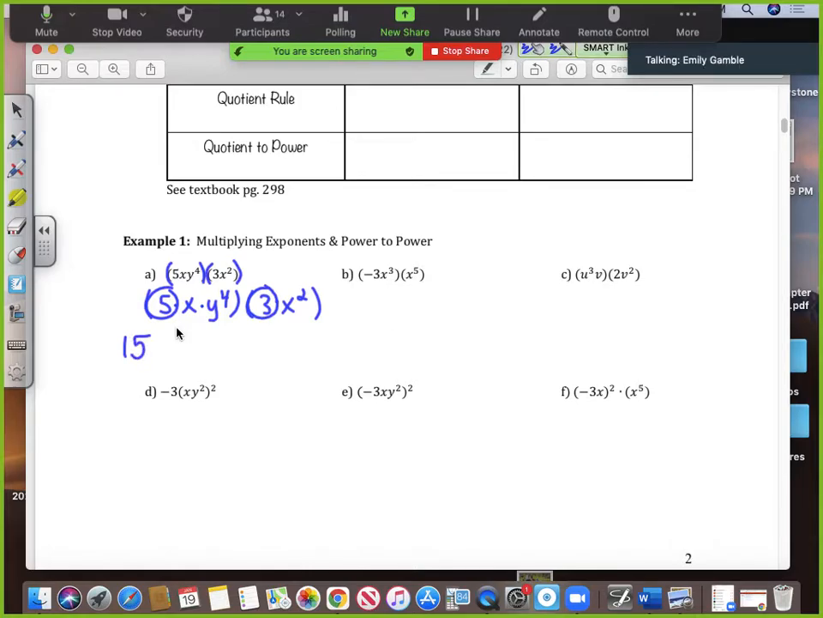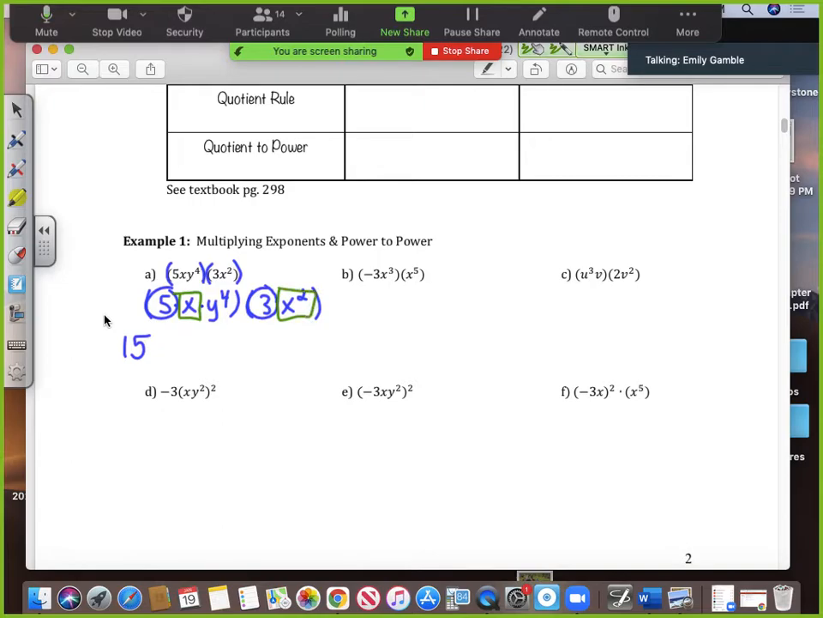Whenever you have a final answer, the plain number in the problem should always come first, and then all of the variables with the exponents should come after. There's no certain way or order you have to put the exponents in those variables, but the number should always come first.